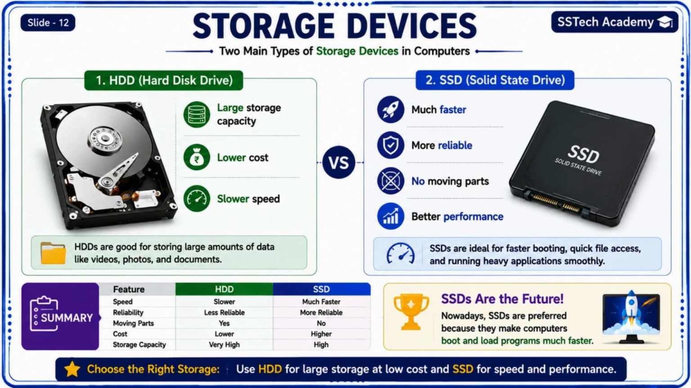Now let's learn about storage devices. There are two common types of storage devices, HDD and SSD. HDD stands for hard disk drive. It provides large storage capacity at a lower cost, but it is slower because it has moving parts.